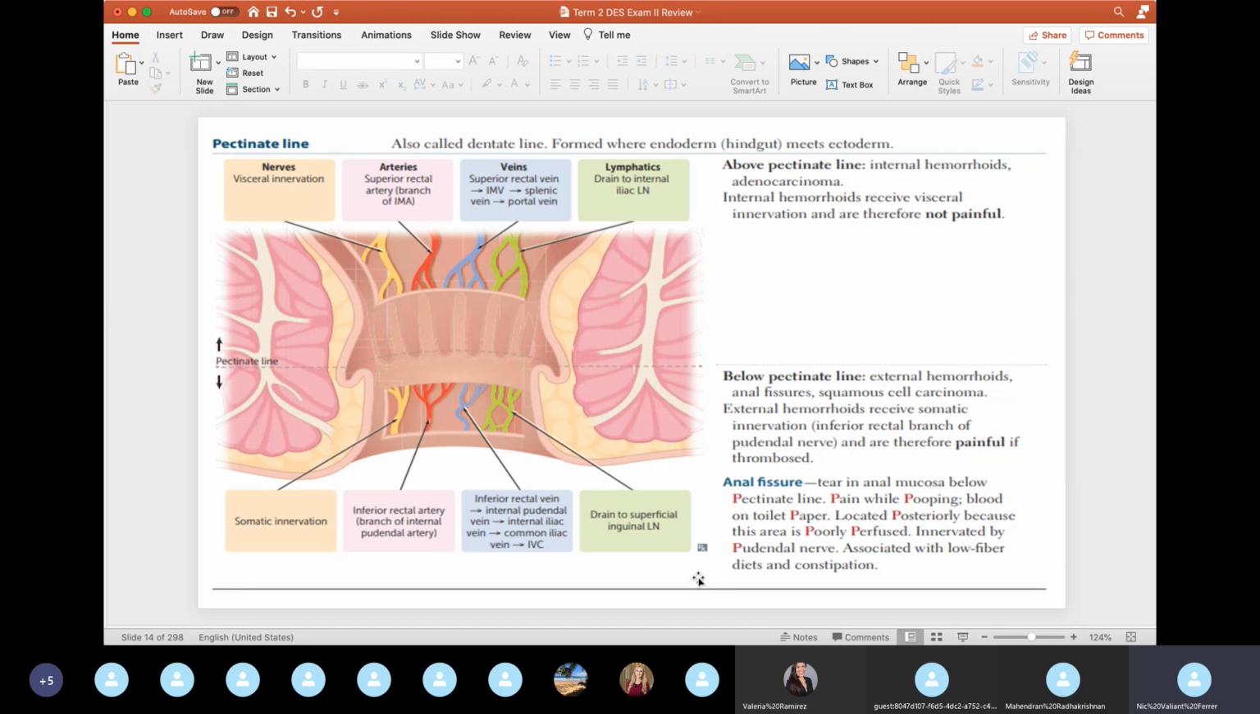It is located posteriorly because this is poorly perfused, associated with what? Low fiber diets and constipation. But to start on this slide, this is high yield.